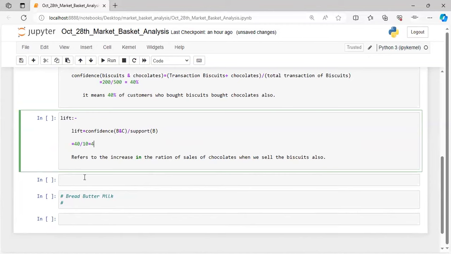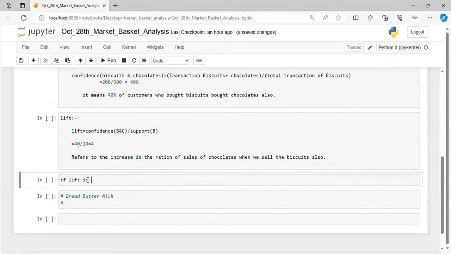Okay, so what is the meaning of lift? If lift is 4, it means the probability of sales of both biscuits and chocolates together is 4 times more than the sale of biscuit alone.